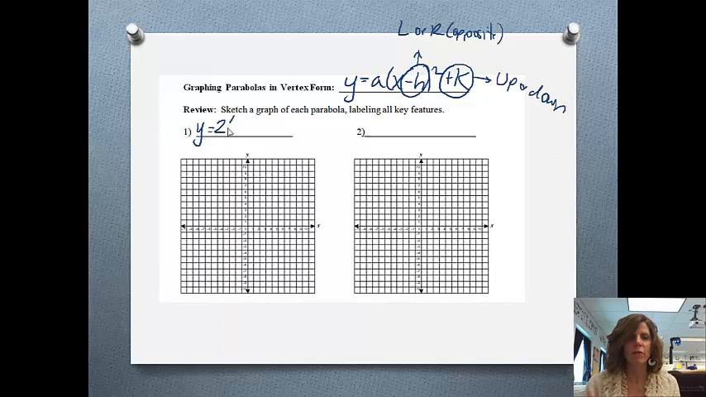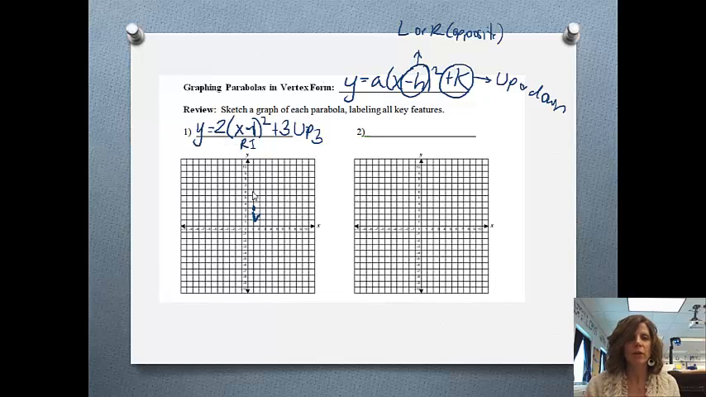Let's say I have y equals 2 times (x minus 1) squared plus 3. The first thing that we're going to do is decide where I'm going to start. This minus 1 is going to force me to go to the right 1, and then the plus 3 will make me go up 3. So from the middle, we're going to go to the right 1, and then up 3 and put a point. And I'm actually going to put a V next to that to remind myself that that is the vertex. We know it's going to open up because this number in front of the parenthesis is positive.